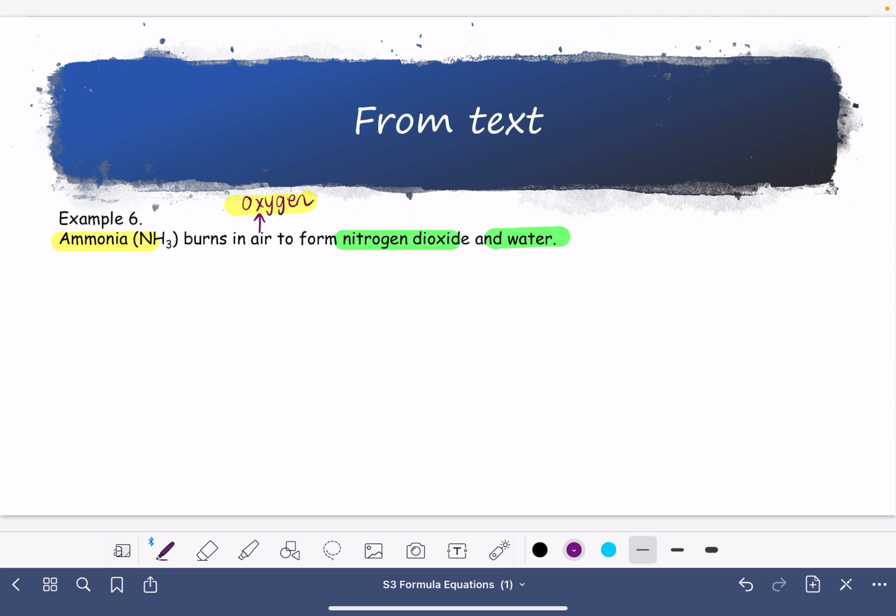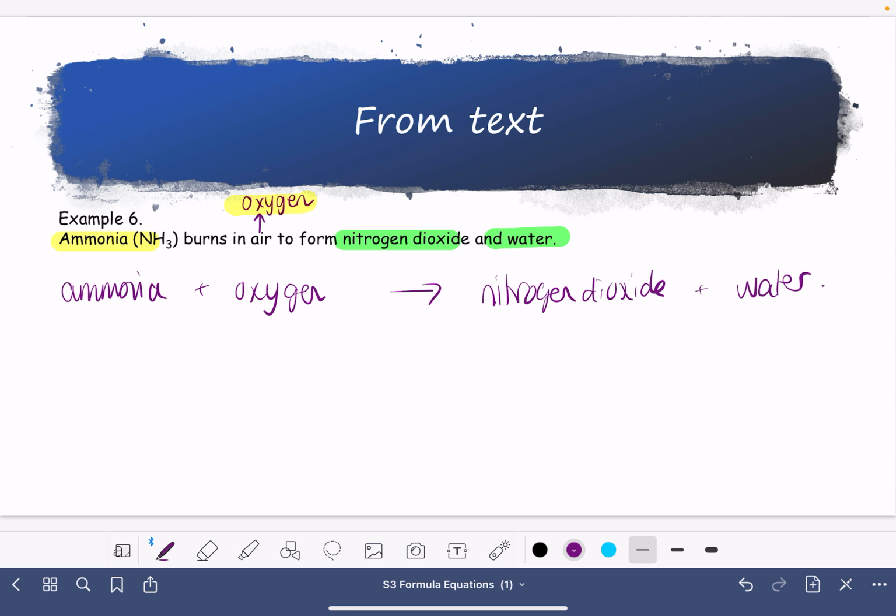So let's write our word equation. Ammonia plus oxygen, arrow, nitrogen dioxide, and water. And then we substitute in the relevant formula. So ammonia is NH3, oxygen is O2, and then nitrogen dioxide is NO2 because this di part means 2, and water, which is H2O.